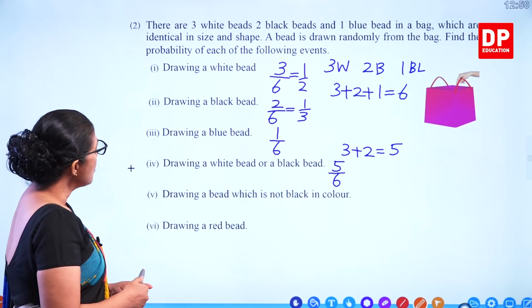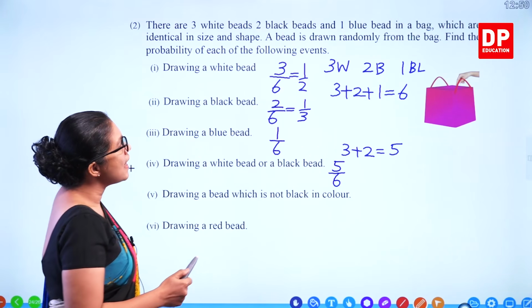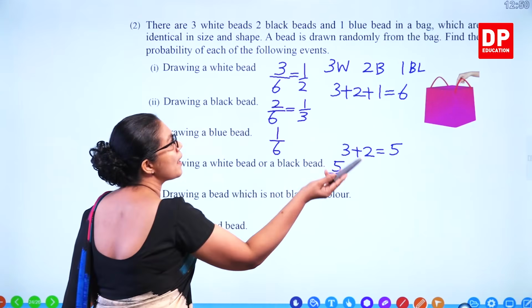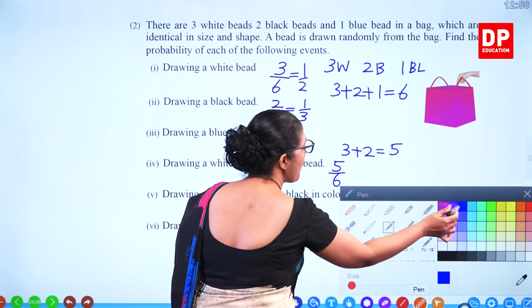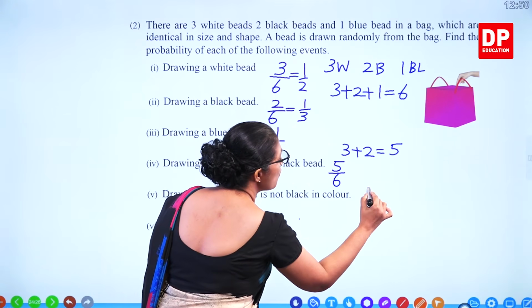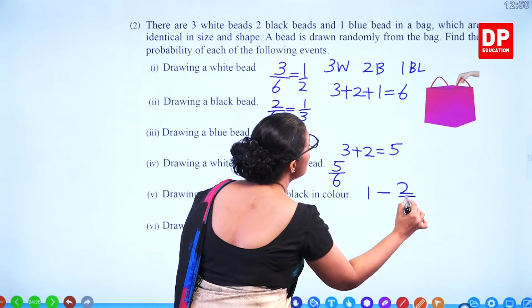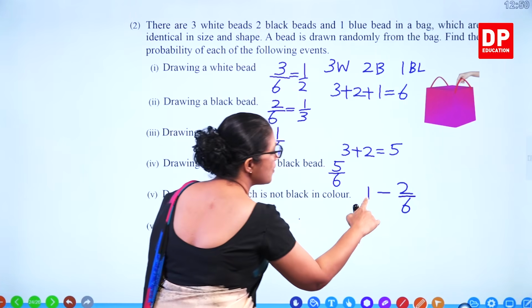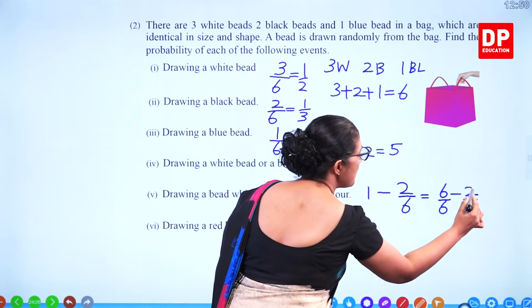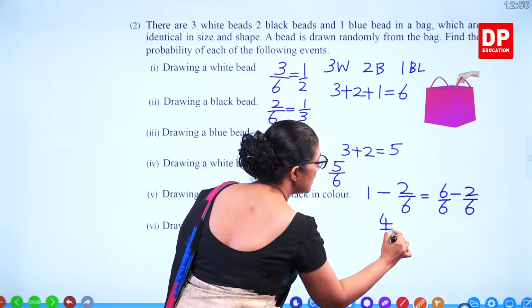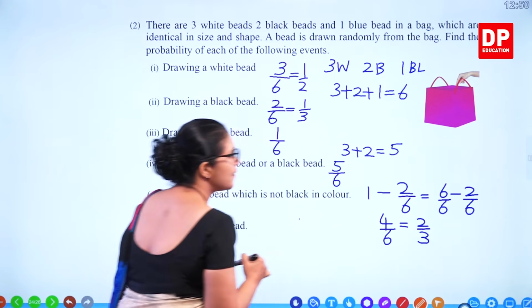Next one. Drawing a bead which is not black in color. So how many black ones are there? 2. So not black means you have to subtract from 1. 1 minus the probability of getting black, which is 2 over 6. So I can write 6 over 6 minus 2 over 6. That's 4 over 6. Or you can simplify and write 2 over 3.